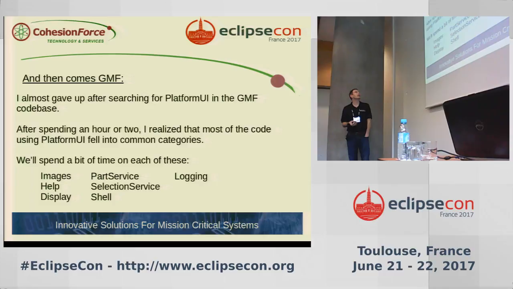But so I saw this, and I looked for platform UI. I almost gave up. There were a few hundred places, and I'm just trying to get something to work. And then after I started correcting one thing, and the next thing, and the next thing, I hit, oh, this is shared images, I know how to do that. Or, oh, this is the display, I know how to fix that. Or, oh, this is getting access to the shell, I know how to do it. So you wind up with about 7 different major areas that had to be updated. We'll step through each of these fairly quickly.